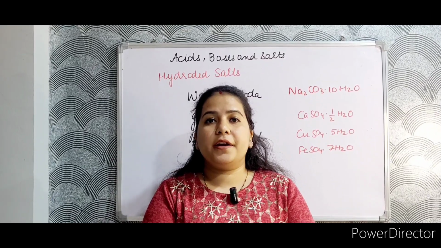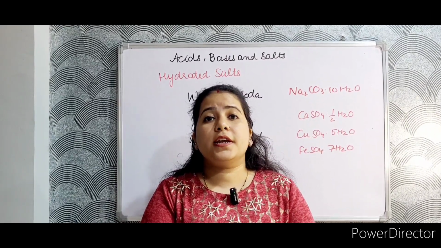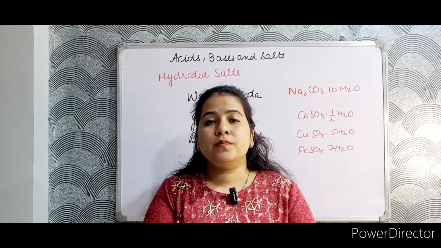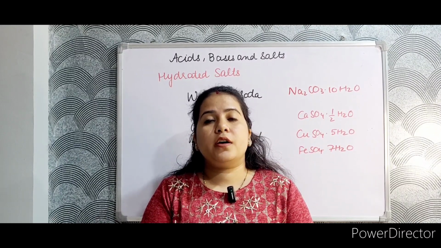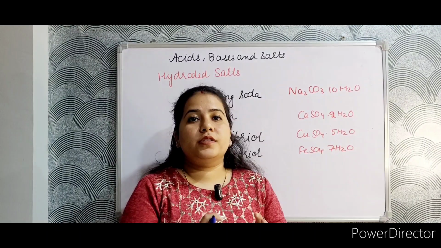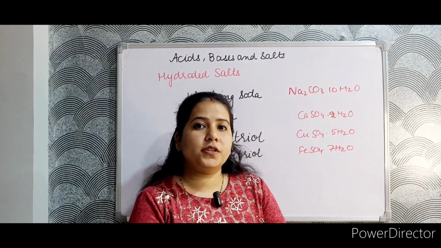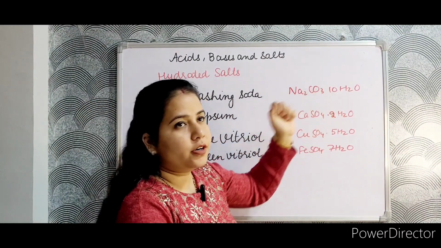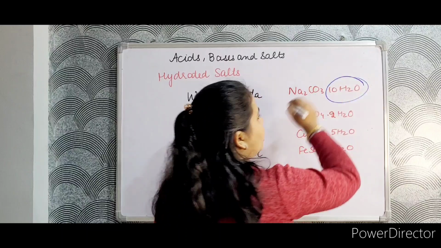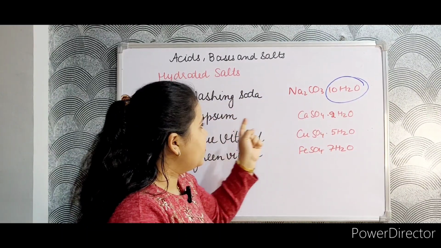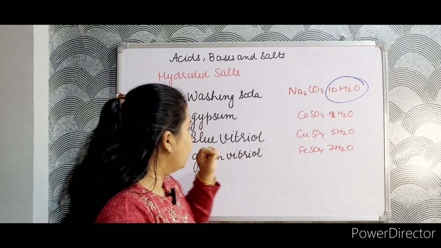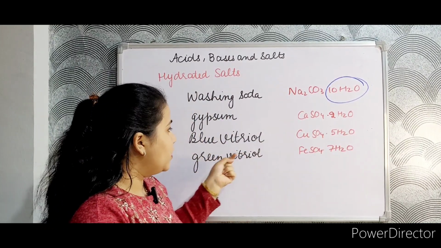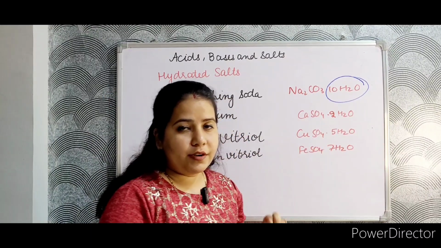Our next topic is hydrated salts. Some salts contain some water molecules which are loosely attached to the salt molecule. These are hydrated in nature and the water is known as water of crystallization. Some salts which have water of crystallization are washing soda Na2CO3.10H2O, gypsum CaSO4.2H2O, blue vitriol CuSO4.5H2O, and green vitriol FeSO4.7H2O.